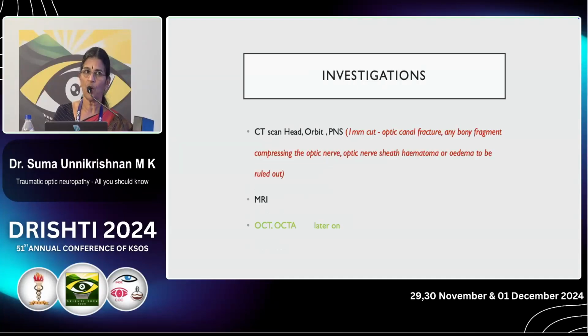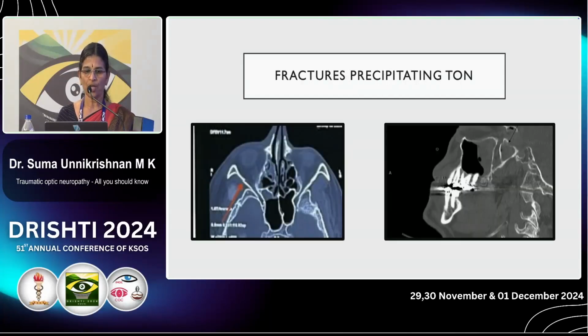Now, the investigation of choice is a high resolution CT scan of head, orbit, and PNS, preferably in the axial and coronal views. The 1 millimeter cut can detect the optic canal fracture and any bony fragments compressing the optic nerve. Then optic nerve hematoma, sheath hematoma or edema is to be ruled out, preferably by MRI, but always rule out a metallic foreign body in that situation. Then OCT and OCT angiography can be done later on to document the retinal nerve fiber layer loss or ganglion cell loss. These are some of the fractures as pointed out in the picture.